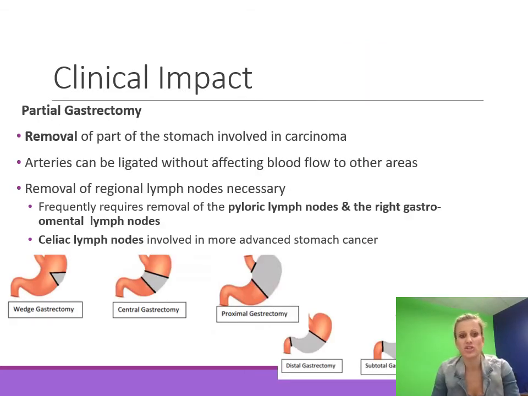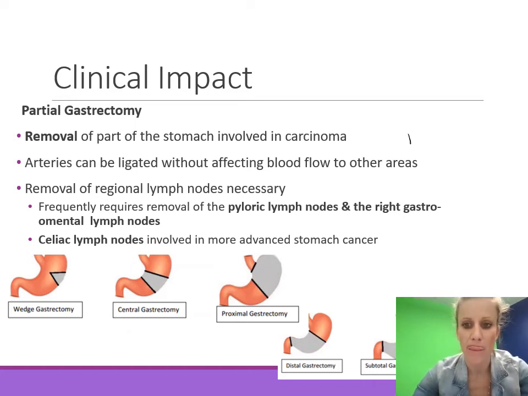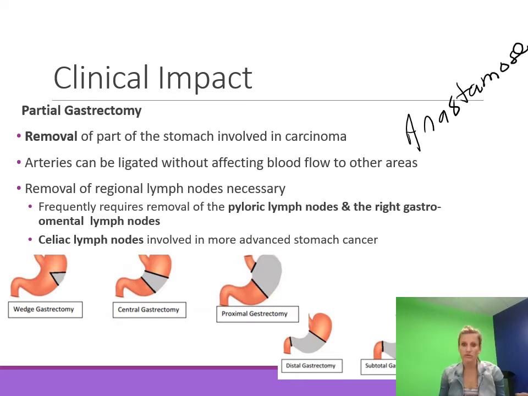A partial gastrectomy is removal of the part of the stomach that was involved in carcinoma. So the part of the stomach that has cancerous tissue present is removed. When removing part of the stomach, the arteries to the affected area can be ligated or tied off without affecting blood flow to the other areas of the stomach. And the reason for this is that most of the arteries anastomose, allowing blood flow to continue to the unaffected areas.